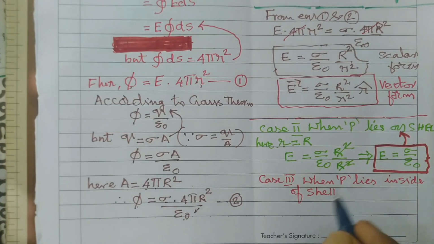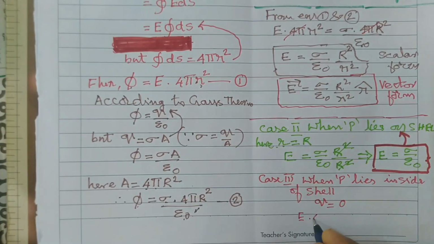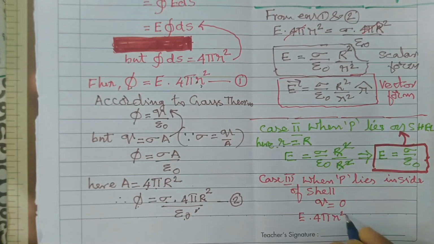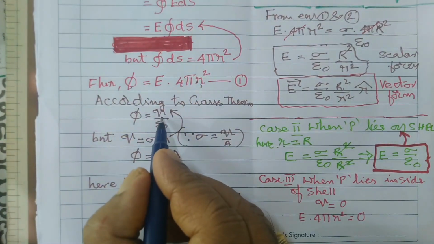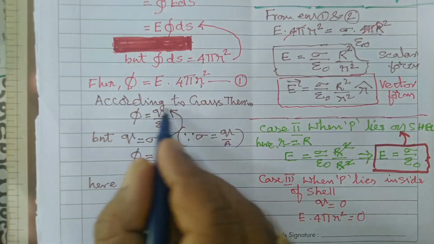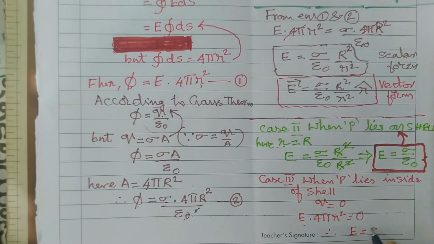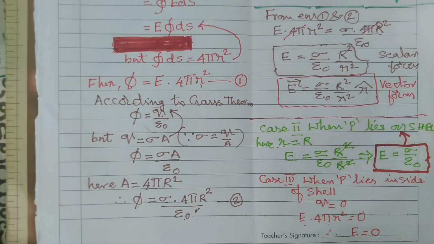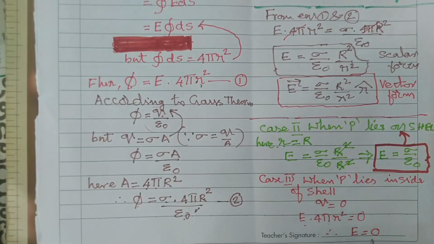If Q is equal to 0, you know very well, E into 4 pi r square will become 0. We have seen E into 4 pi r square in the first case. Here, Q itself is 0. According to Gauss theorem, phi will be 0. Therefore, we are saying that E into 4 pi r square is equal to 0. Then electric field will be 0 for the third case, when P lies inside of the shell, E is equal to 0.